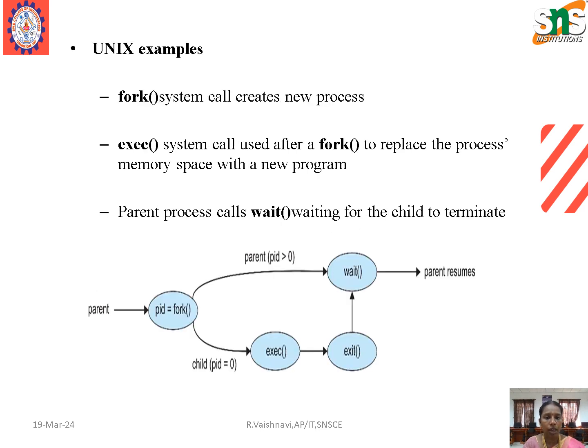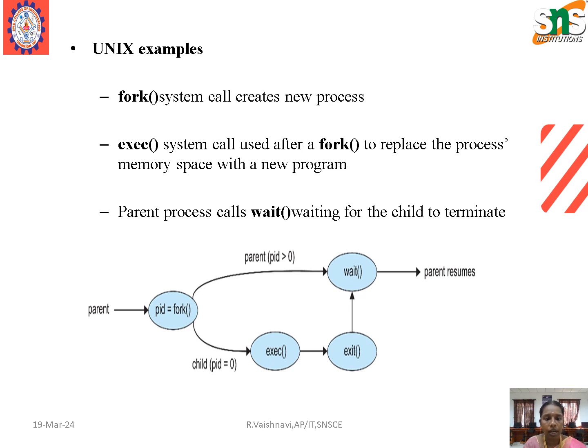Next one is the UNIX example. Here we have the UNIX examples. The fork system call creates a new process. The exec system call is used after the fork to replace the process's memory space with a new program. The parent process calls wait, waiting for the child to terminate.